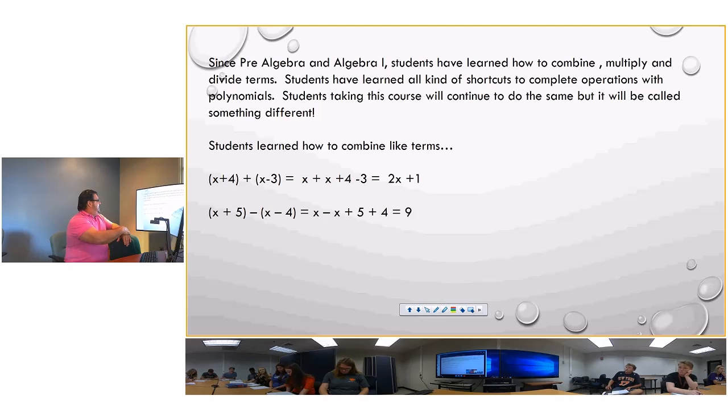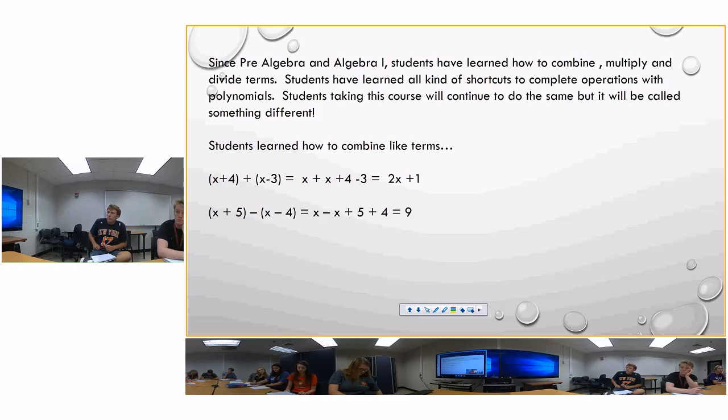You got x plus 4 plus x minus 3. x plus x is 2x, and 4 minus 3 is 1, so 2x plus 1. Next: x plus 5 minus x minus 4. x minus x, plus 5 minus 4, and you get 1. Okay? So you've done this before.